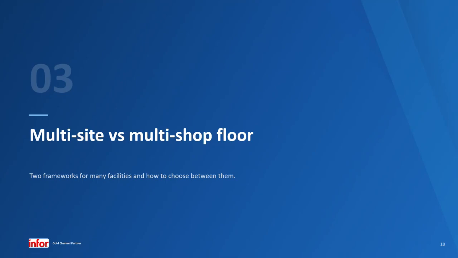So everything we've discussed so far applies to a single facility. Multi-facility, whether it's multi-plant or multi-shop floor, will use the same logic, but then there's some additional planning criteria that will be considered as well. So what we're going to discuss here is what happens when you manufacture across multiple physical locations. So could be multi-site, could be multi-shop floor. We'll discuss the differences, the similarities, when it might make sense to use one versus the other.